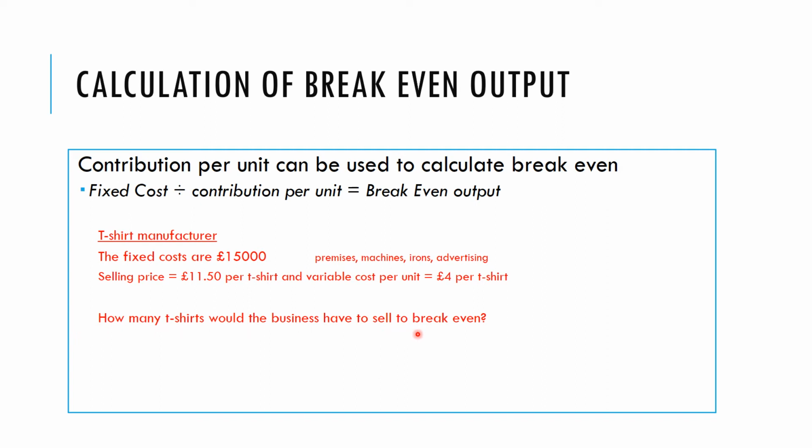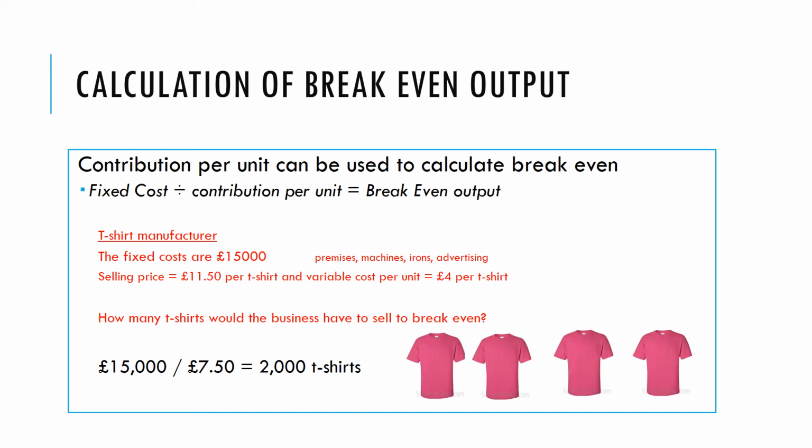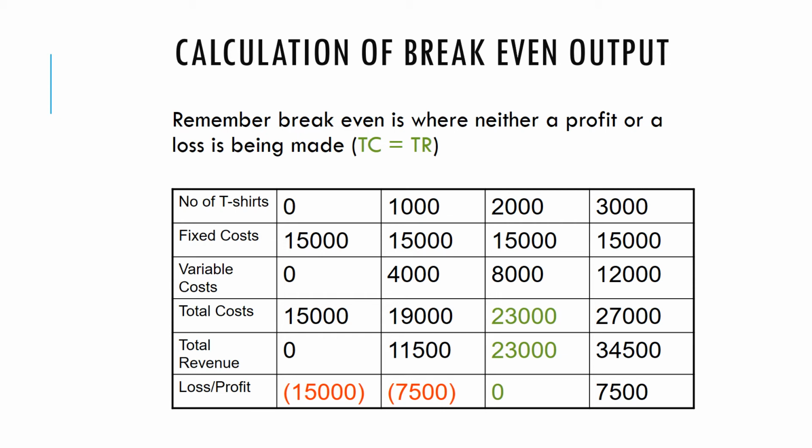So how many t-shirts would the business have to sell to break even? If we use the formula, fixed costs divided by contribution per unit, we get an answer of 2,000, and that means 2,000 t-shirts. Our business would have to sell 2,000 t-shirts to reach a situation where revenue equals costs. Lots of t-shirts. And again, we can go back to this little table and just check that's the case. If we sell 2,000 t-shirts, total cost is £23,000, total revenue is £23,000. So yes, that is break even, zero profit, and the break even output is 2,000 t-shirts.